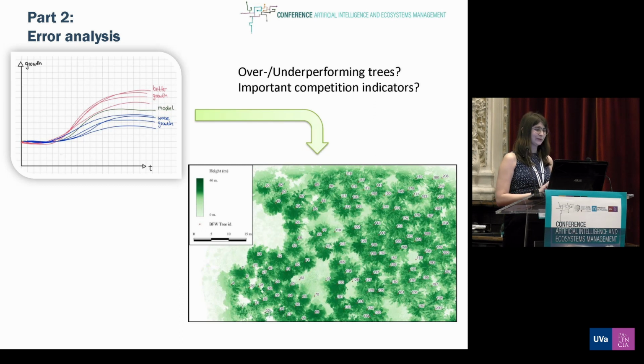Then we also want to use the TLS data for the analysis. So you already saw the little sketch on the upper left. So we have the over and the underperforming trees, and we want to see, okay, what do these trees have in common? If all goes well, then we would see the trees with better growth have lower competition, and the trees with worse growth have higher competition, but then also it comes down to which are the competition parameters that we can really use, and which are the important ones, which one should we focus on.